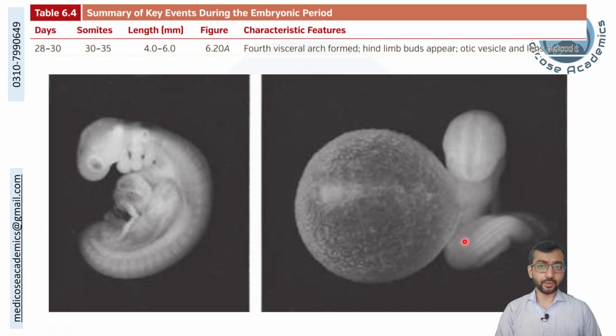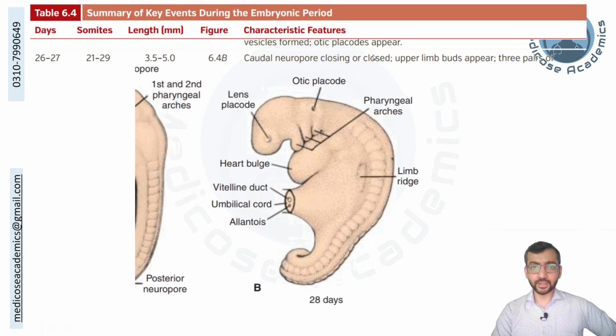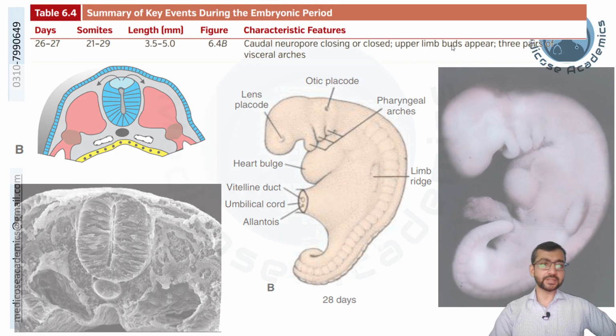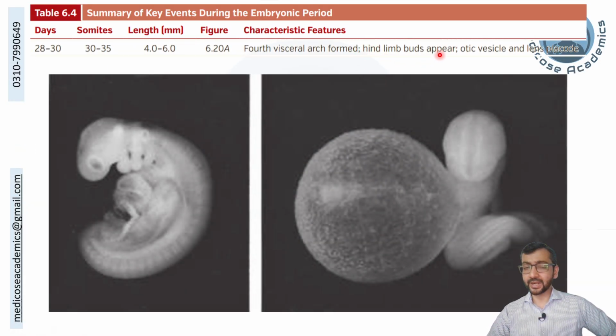Then you get to the beginning of the next week. At day 28 you are ending week 4 and week 5 is starting. You get to this many somite stage and the fourth visceral arch will form. The upper limb bud appeared here at 26 to 27 days. After 2 to 3 days the lower limb bud, the hind limb bud, appears. The otic placode became the otic vesicle. It becomes like a bubble and goes inside. The lens placode is there. This is the prominent C shape.